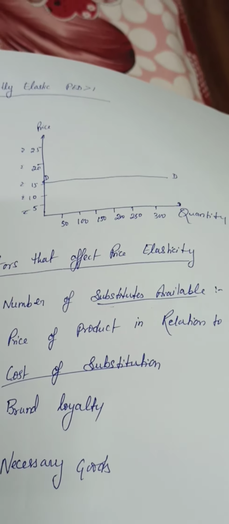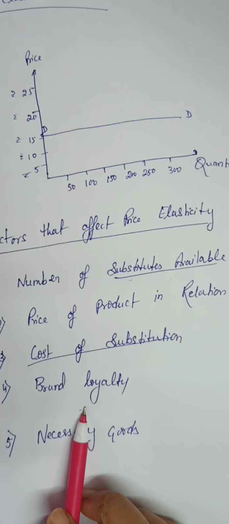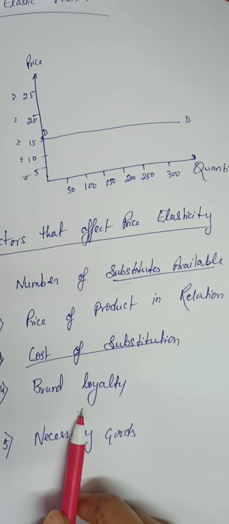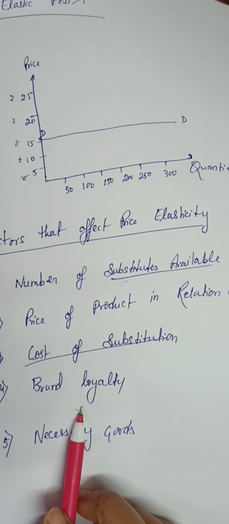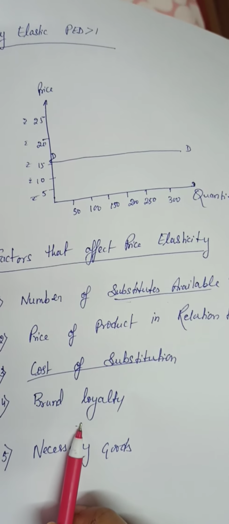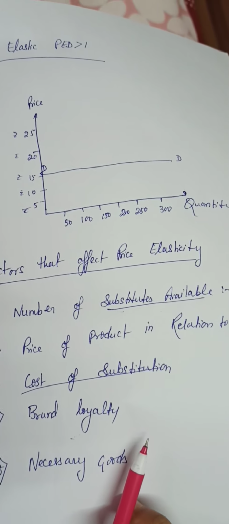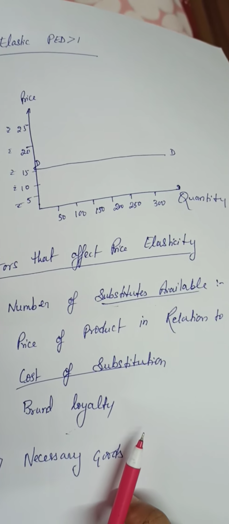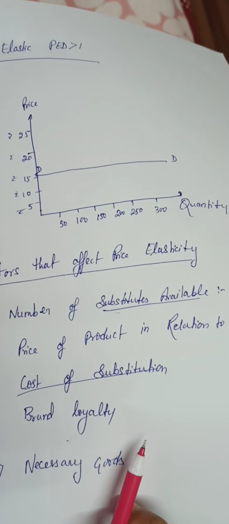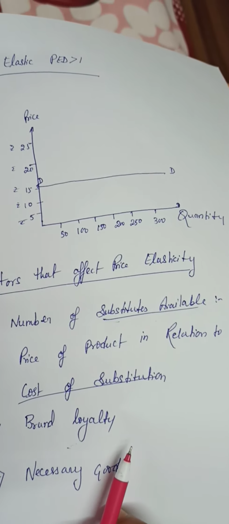Now, the next one is brand loyalty. Sometimes consumers are loyal to a specific product. In such a case, the price change in the product will not affect the demand of the consumer. Brand loyalty, therefore, means inelastic demand, or you can say inelastic PED.